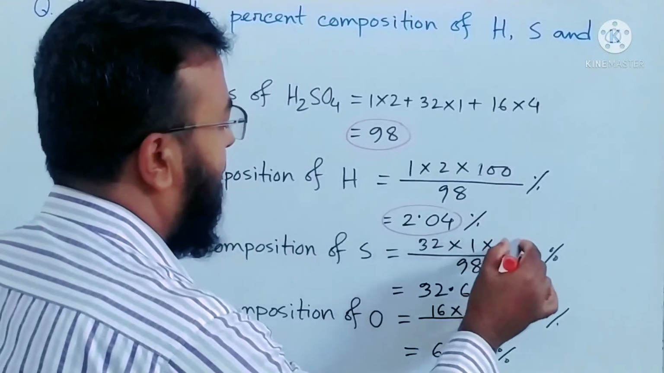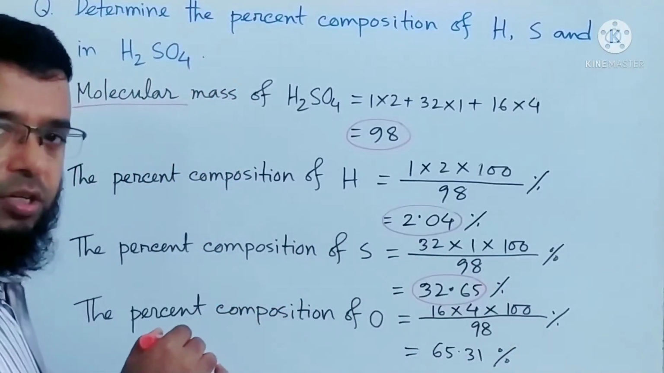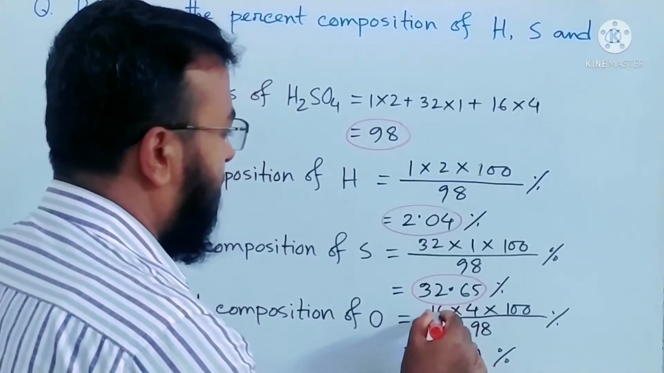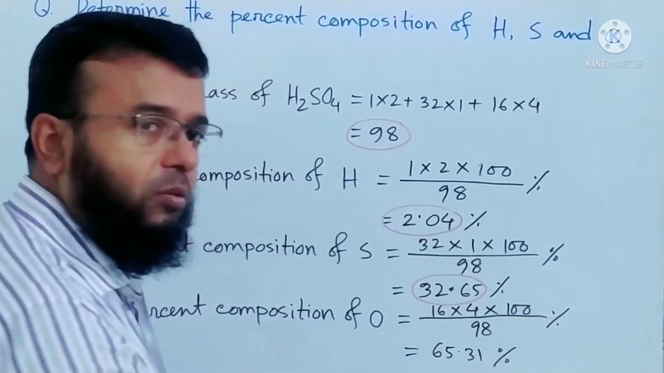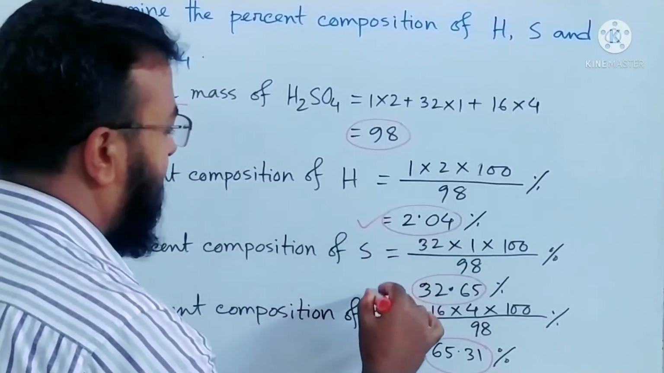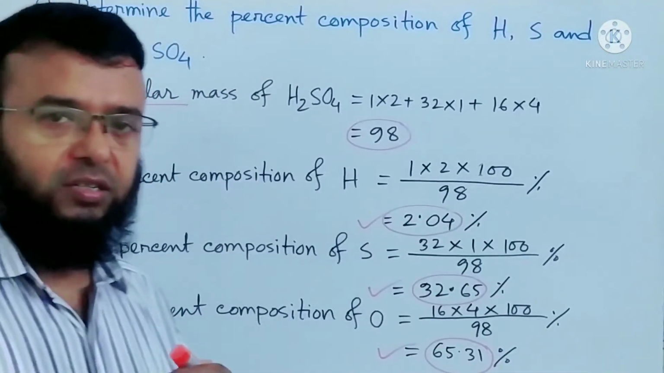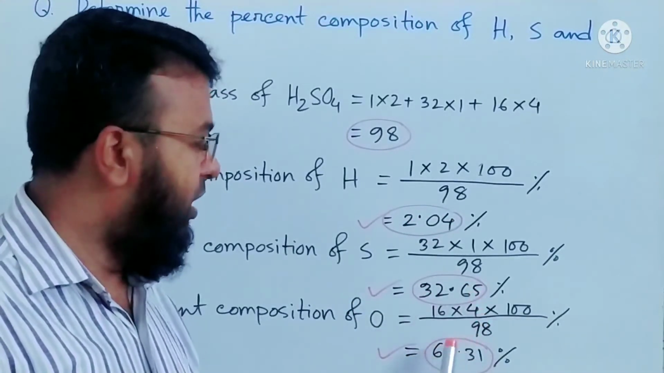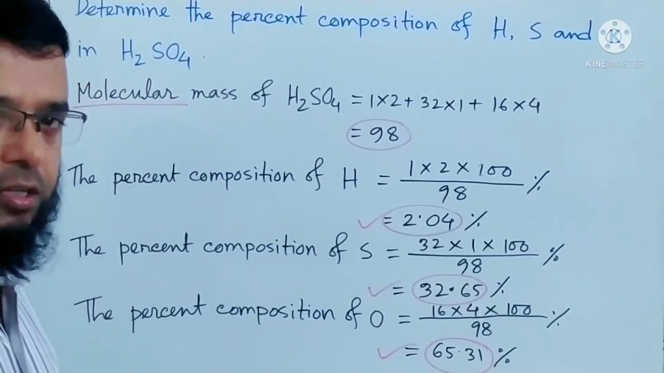Then similarly the percent composition of sulfur, first of all atomic mass of sulfur is 32, then the number of atoms is 1, multiplied by 100 divided by molecular mass, then we got the answer, it is 32.65%. Then the percent composition of oxygen, here also atomic mass of oxygen is 16, number of atoms 4, multiplied by 100 divided by molecular mass, it is 98. Now we got the answer. So first one hydrogen, sulfur and oxygen. Now if we add, we will get 100%. That means if we add 2.04%, 32.65% and 65.31%, then it will be 100%. Okay, everybody write it.